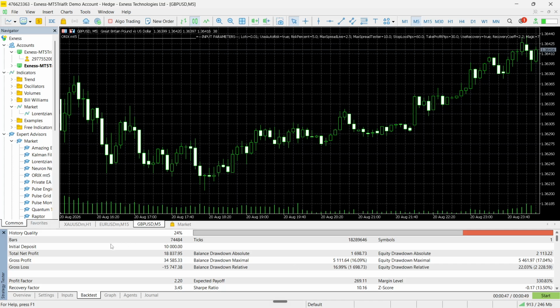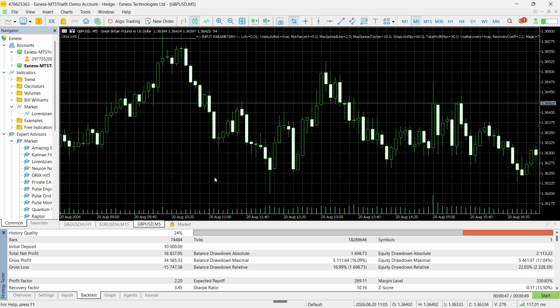However, the history quality is only 24%, which is a significant limitation for modeling reliability. Low history quality means the test may not fully capture real-time behavior, spreads, or slippage, so the results should be treated with extra caution. The clean risk structure, mandatory stop loss, and no recovery methods is a clear strength. Price action and market structure systems can perform well when key reversal levels hold, but they can also produce sequences of stopouts when structure fails or the market becomes noisy on M5.